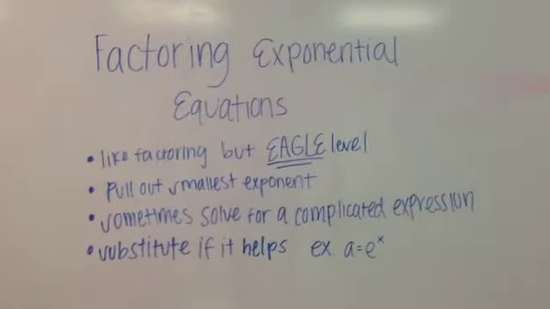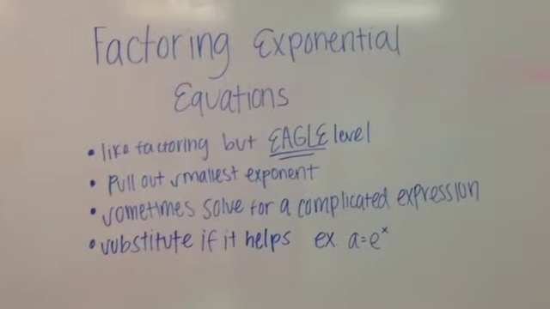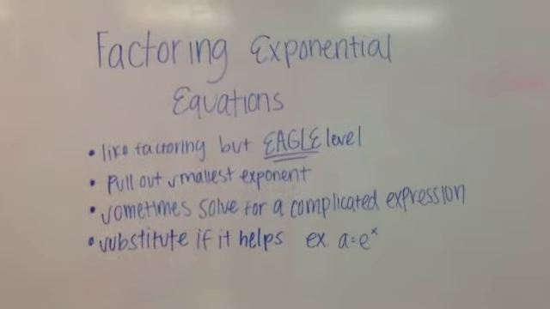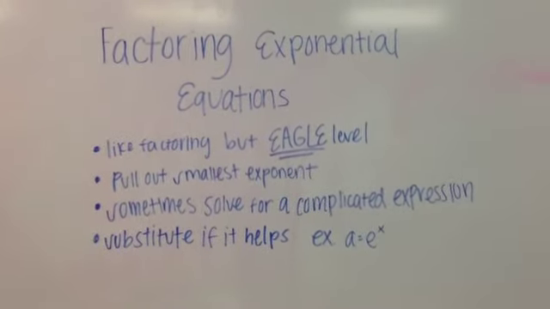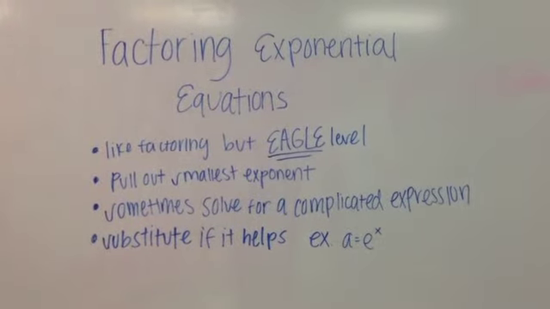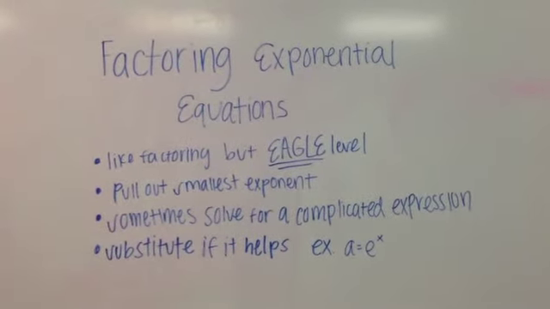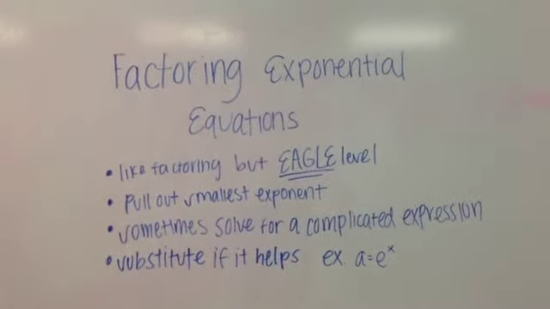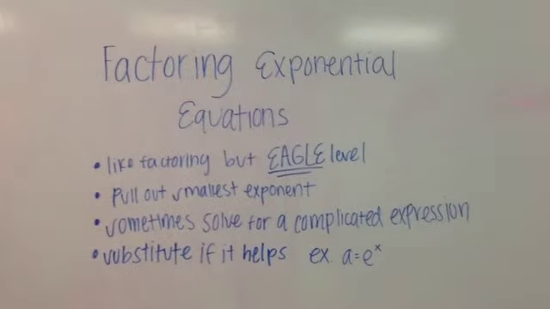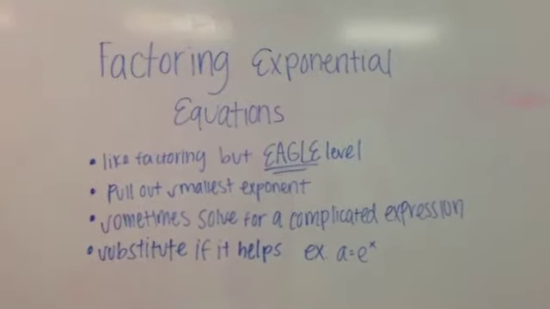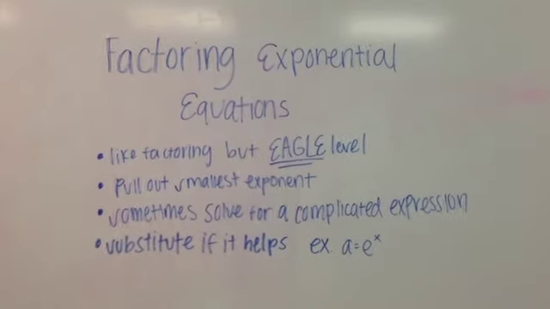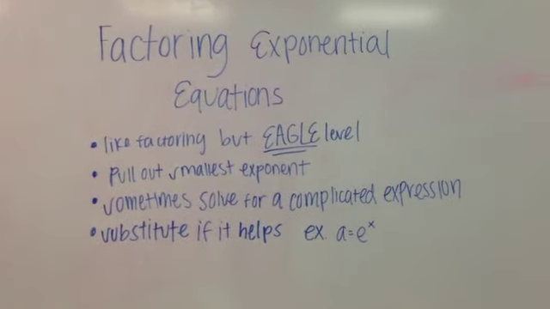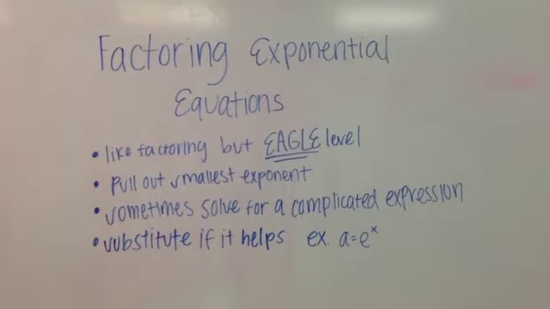Okay, so for an overview of factoring exponential equations, it's just like factoring, but at an ego level with all these crazy exponents and variables. You always pull out the smallest exponent. Sometimes you solve for a complicated expression. It won't just be x plus 2 times x plus 4. It'll be something like square root of log x plus 2 over square root of log x to the 4th. And also, like we did in one of the first examples, you can substitute if it helps. For example, we substituted a for e to the x. There are many substitutions you can do.